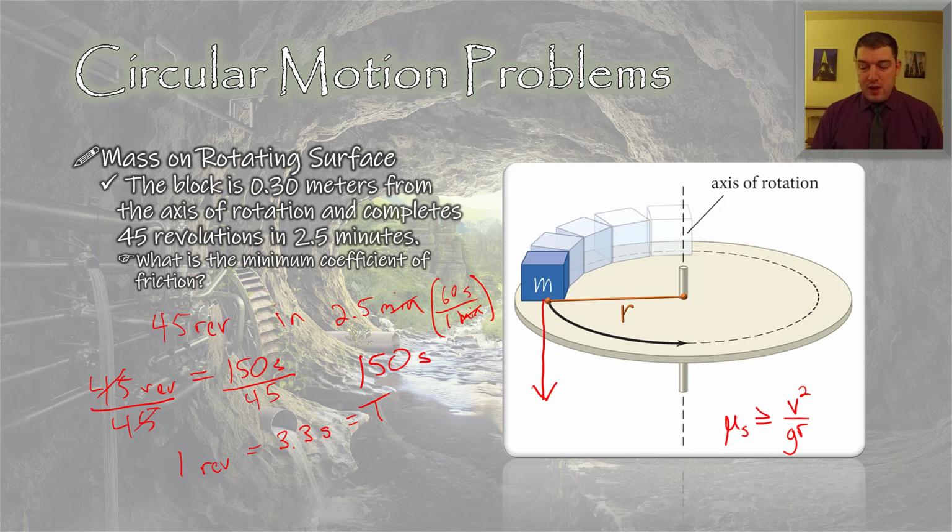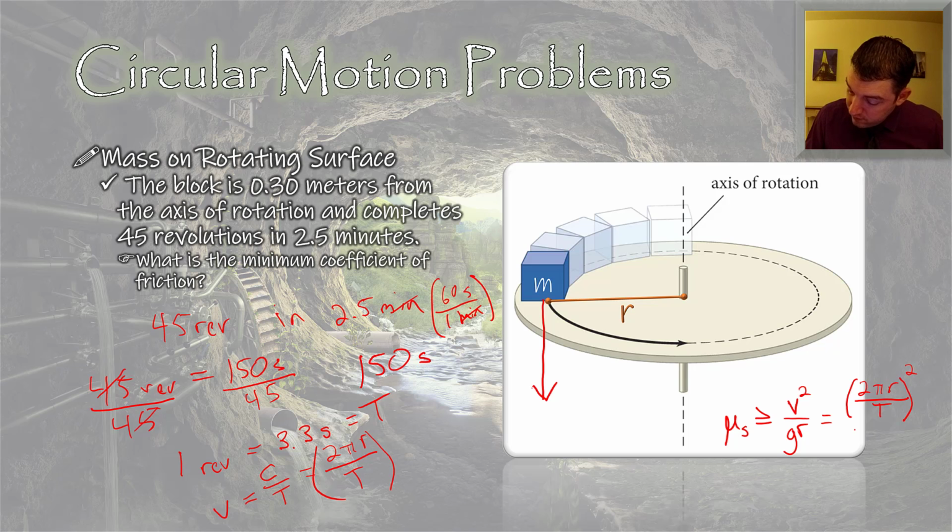Now I know the time for 1 revolution, also known as the period. That's not quite the speed or the velocity, but it's getting me close. The velocity was 2 pi r divided by the period. So I can substitute in for v 2 pi r over t. So this is equal to 2 pi r, the circumference, divided by the period, squared, that's v squared, over g times r.